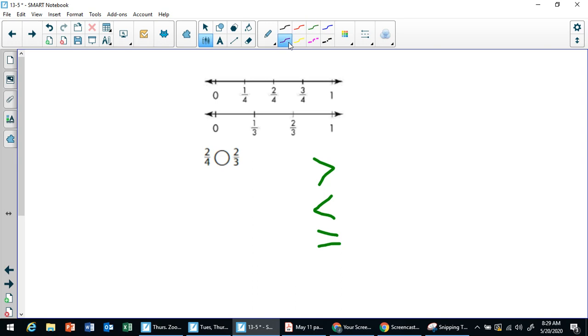Okay, so if you went ahead and did this, you could have even taken your finger if you wanted to and placed it on here, like there's 2/4, there's 2/3. You could have even touched that if you needed to and looked at that distance from 0 to 2/4, 0 to 2/3, and that would have helped you realize, well, that is less distance than this. So you should have put the less than sign. 2/4 is less than 2/3.